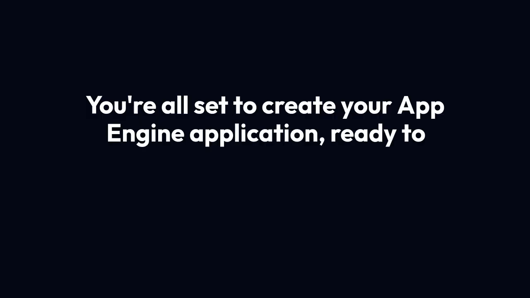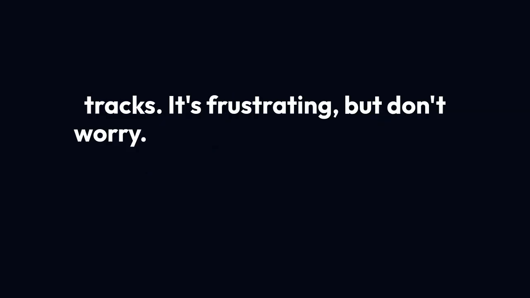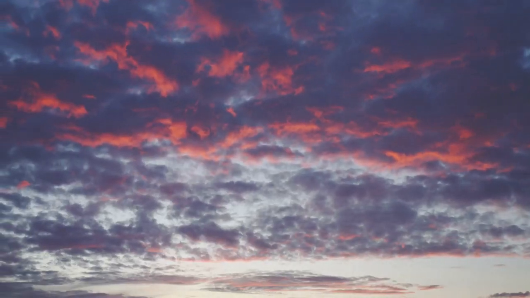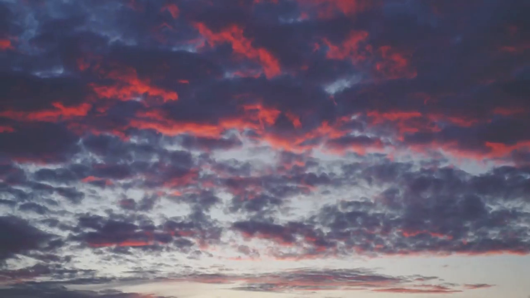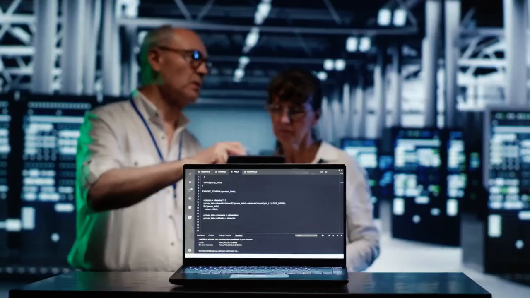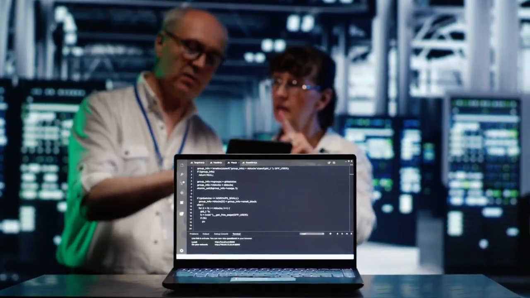You're all set to create your App Engine application, ready to deploy your code, and then boom, an error stops you dead in your tracks. It's frustrating, but don't worry, you're not alone, and we're going to fix it together. This video will walk you through the most common reasons why this error occurs and, more importantly, how to resolve them so you can get your App Engine up and running smoothly. We'll cover everything from permissions to billing, making sure you have all the pieces in place.